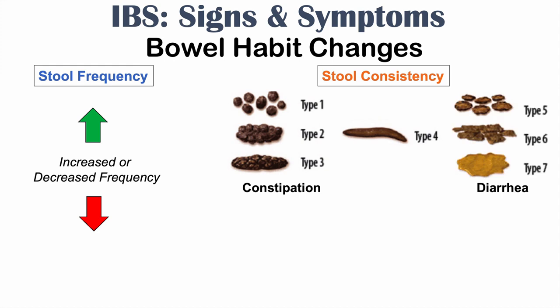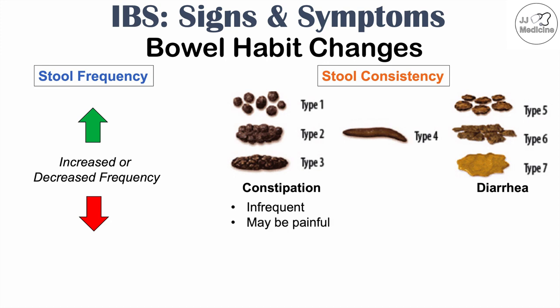Type 4 is the normal consistency of stool, and type 1 to 3 is where we describe this as more constipated, and more particularly type 1 we're going to see with IBS, and there can be issues with diarrhea in IBS as well. These are described as type 5 to type 7, although we're going to see more of type 6 and 7. So with constipation, there's infrequent or decreased frequency of bowel movements.